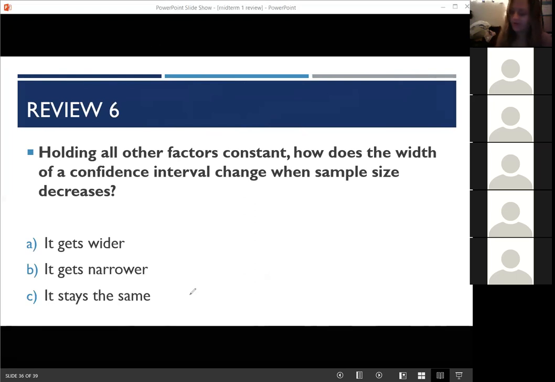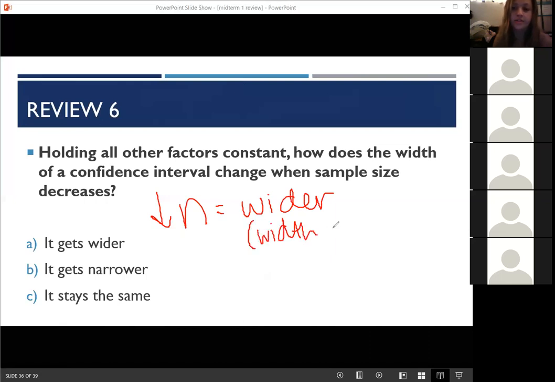Okay, absolutely. So remember, we do have an inverse relationship between sample size and the width of our confidence interval. In this case, our sample size is decreasing. So that means we're going to have a wider confidence interval, because the width is going to increase, because this is an inverse relationship. So one increases when the other decreases. So A is our answer because these other ones just don't make sense. So awesome, good job.